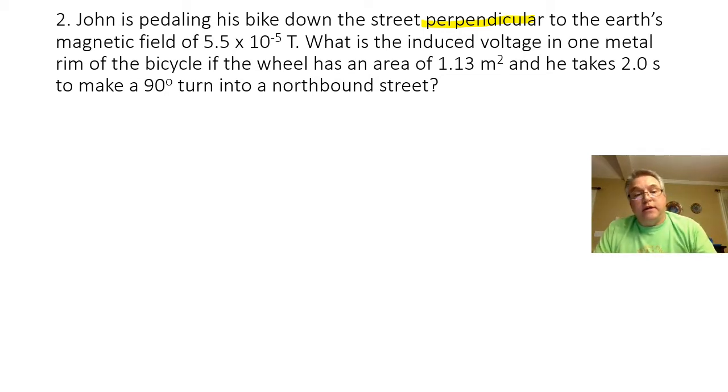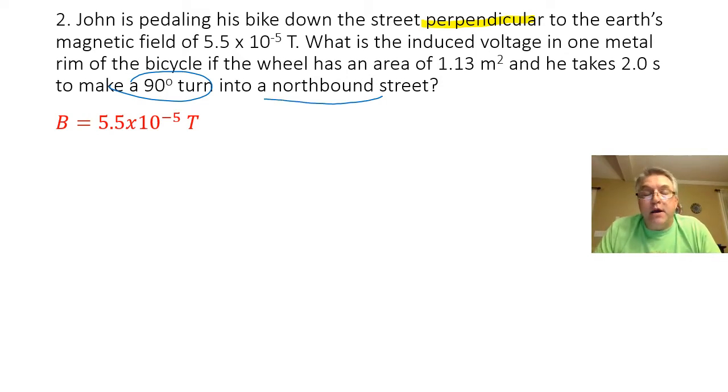Once he makes this 90-degree turn onto a northbound street, he is then going to be parallel, or the wheels of the bicycle more specifically, are going to be parallel with the Earth's magnetic field, and that's going to essentially bring the magnetic flux down to zero. So we're going from a maximum flux to no flux. Let's take a look and see what we are given in the problem.